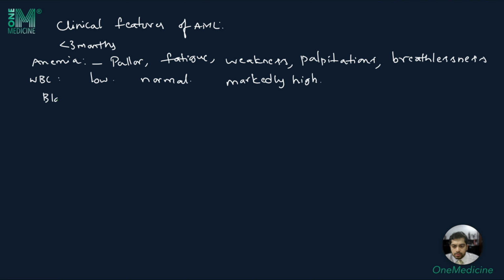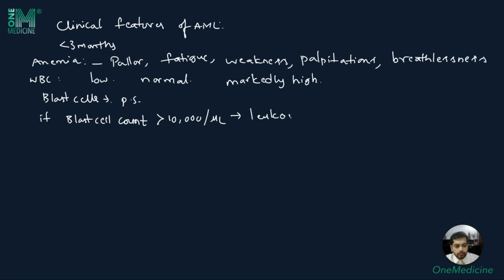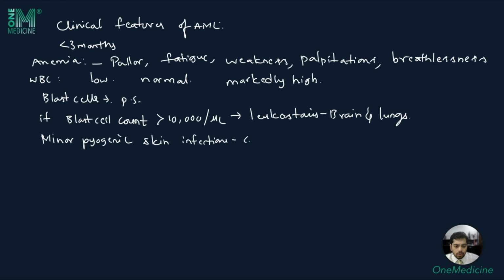We may see blast cells in the peripheral smear, but they may also not be there in the peripheral smear as well. If the blast cell count reaches more than 10,000 per microliter, then leukostasis can happen in brain and lungs. Minor pyogenic skin infections are quite common. With a low platelet count, that is thrombocytopenia, there is an increased risk of bleeding.